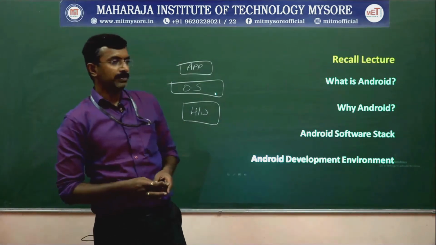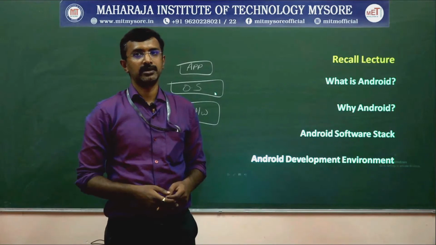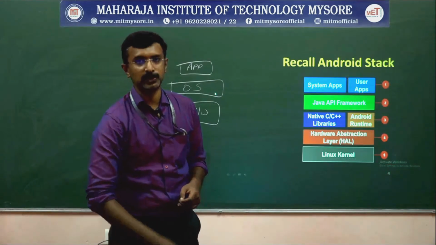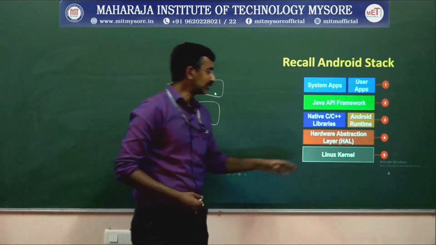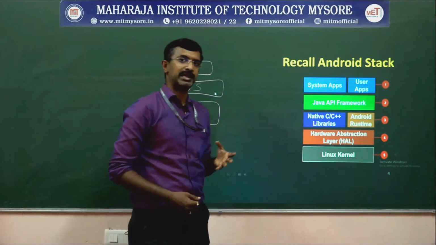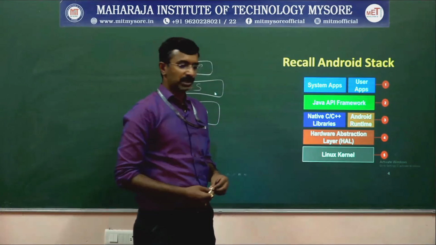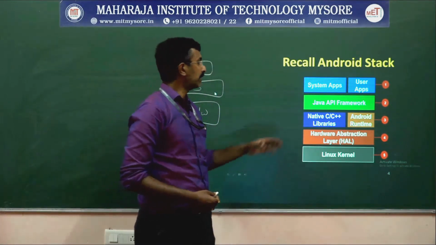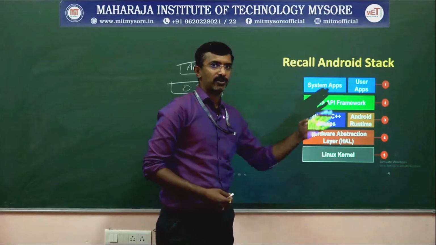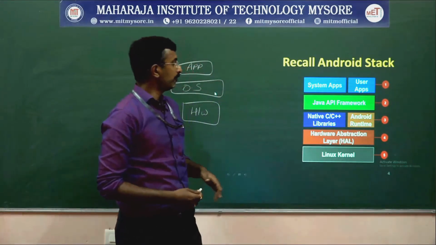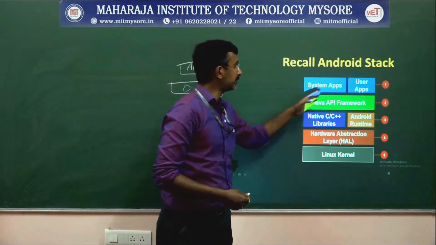The next one is the Android software stack. If you observe, this is how it looked. At the bottom, Android was taken from the Linux kernel, which we have seen. Then we have seen the hardware abstraction layer. Then we have seen the libraries and the Android runtime. We have the Java API framework, system apps and user apps.